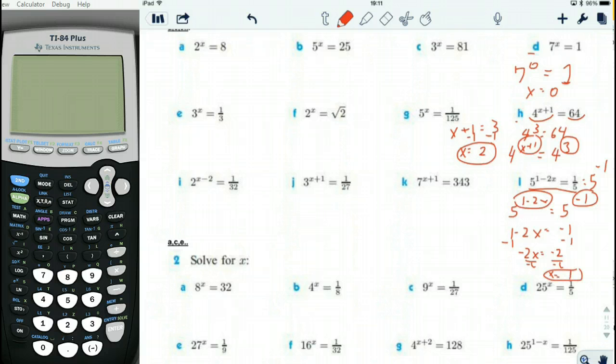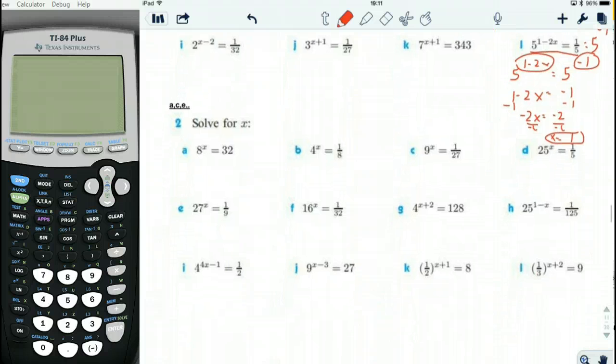Okay, let's move on down here. 25 to the x is equal to 1/5. So if I have 25, we need to put that in terms of a base of 5, so we'll put 5 squared to the x is equal to 1/5. And we also know that 1/5, like we just saw before, is equal to 5 to the -1. So instead of putting 1/5, we're going to put 5 to the -1.